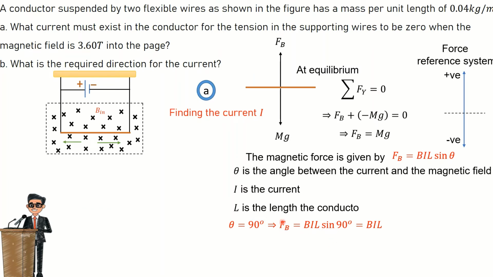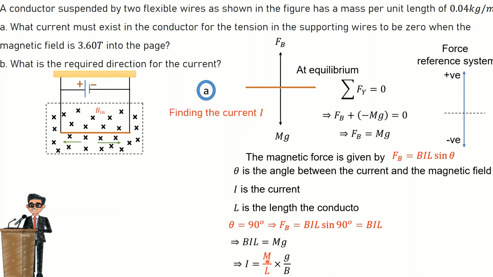So my magnetic force will simply be equal to BIL, where B is the magnetic field strength. Sorry, I never indicated here, but B is the magnetic field strength. We have said I is the current and L is the length of the conductor. So from there we have BIL is equal to mg. Now since we are looking for the current, we can divide both sides of the equation by BL, and we get I equals the mass divided by the length, times g divided by B.